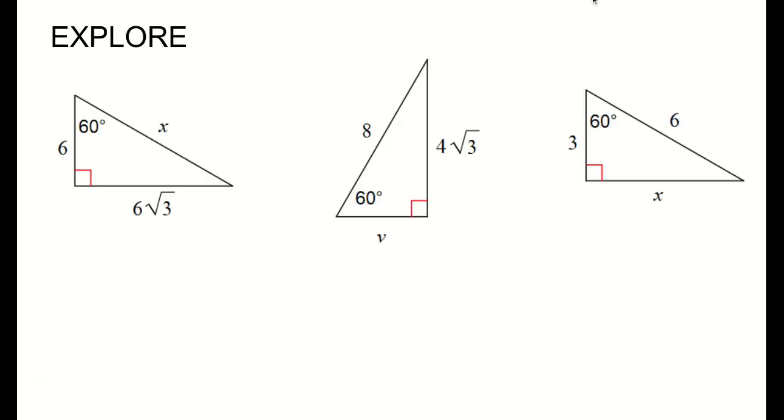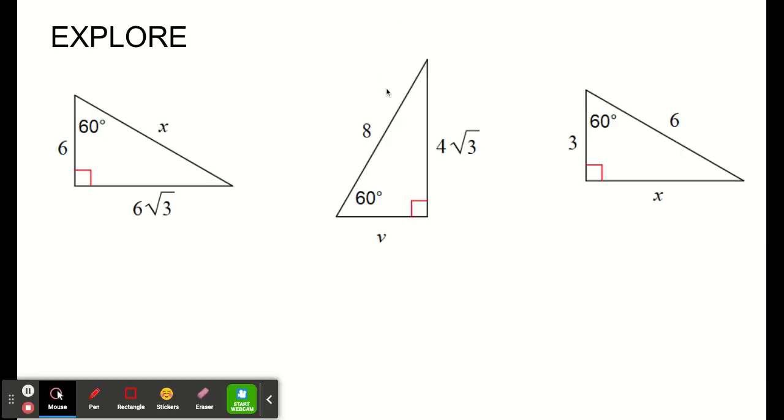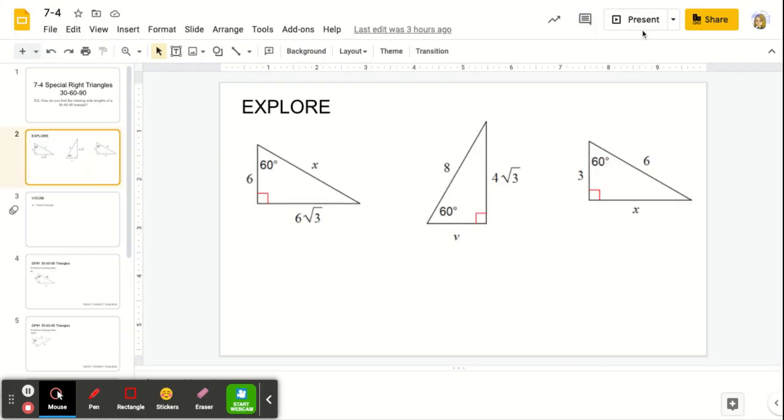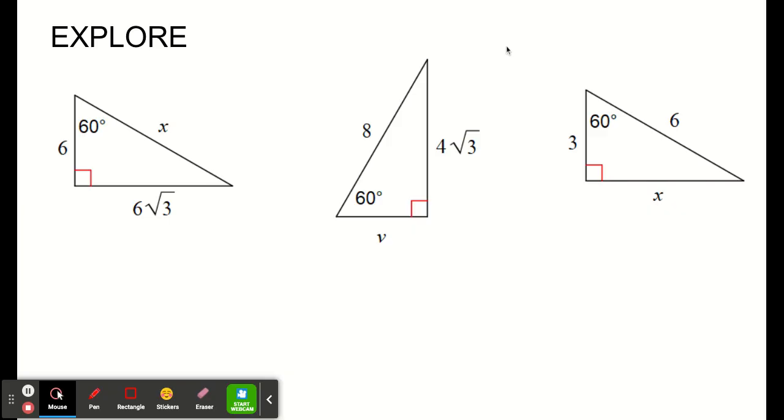So before we get into our guided practice problems for today, the first thing I want to do again is look through some explore problems. So the first of our three explore problems, we're given this triangle here. We're given two of the angle measures. Notice we have a 60 and a 90.